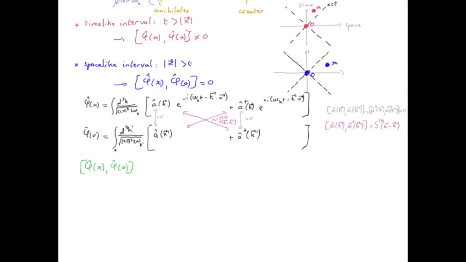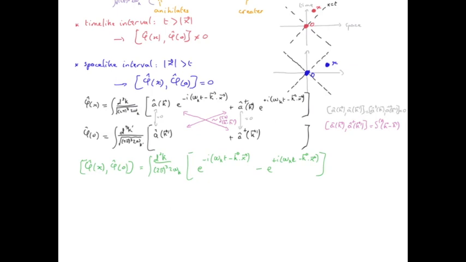One of the integrals is going to be killed by the delta function. The commutator between a and a dagger is just the delta function. Therefore, this term gives us plus the exponential of minus i omega_k t minus k x. While the commutator between a dagger and a is minus the commutator between a and a dagger, therefore we have a minus sign, and we will have the exponential of plus i omega_k t minus k x.